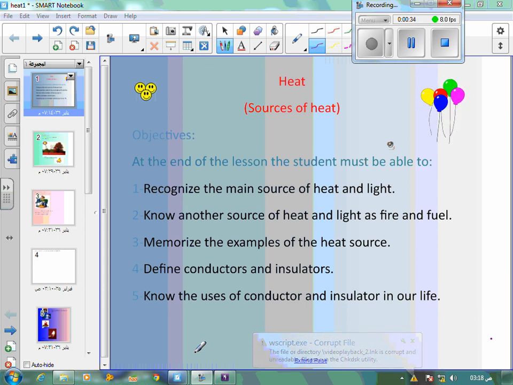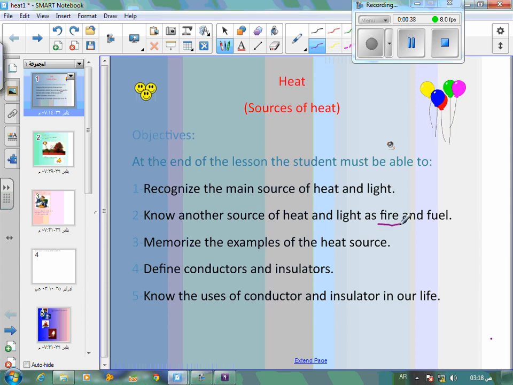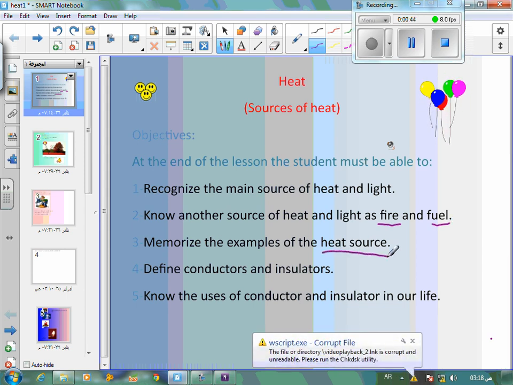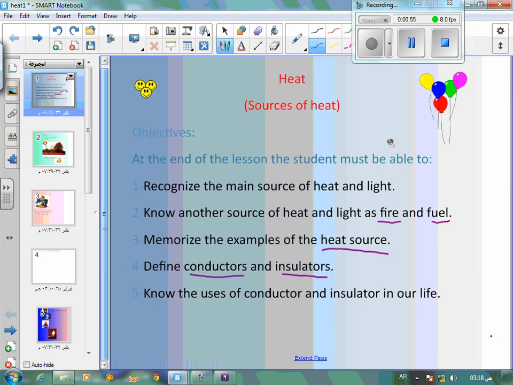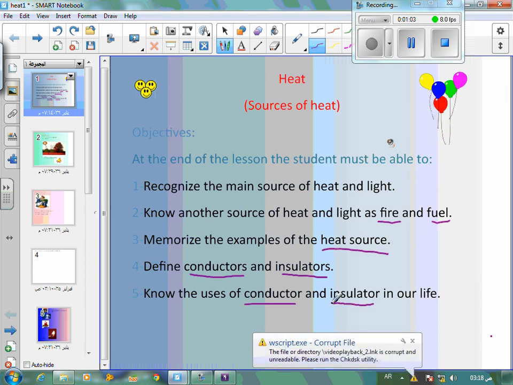of heat and light, such as fire, and memorize examples of heat sources. Define conductor and insulator and know the difference between them. Know the uses of conductor and insulator in our life.